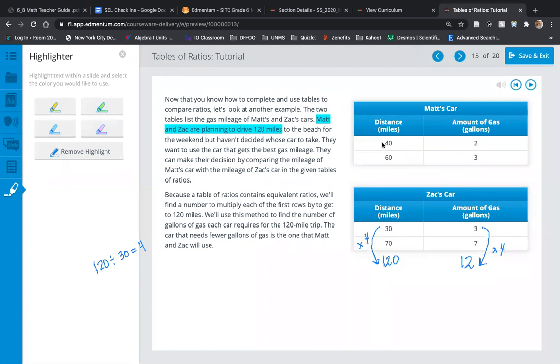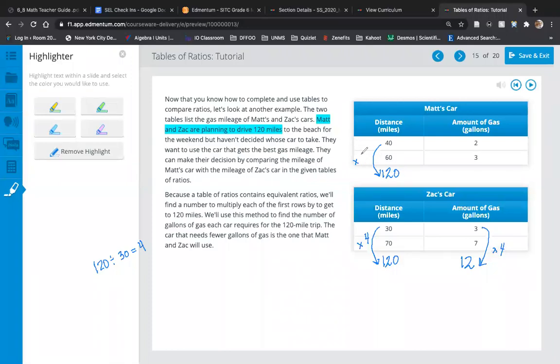Now, I would go ahead and try to do the same exact thing for the table above here, right? This one here. If I give the car 2 gallons of gas, it went 40 miles. So again, the goal here was how many miles we're trying to go, right? We're trying to go 120 miles. So let's say 120 is here. That's the number of miles. What do I need to multiply 40 by to get to 120? 40 times what gives you 120?